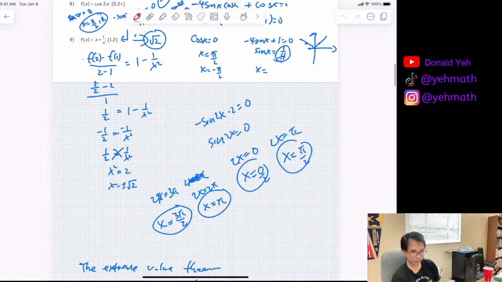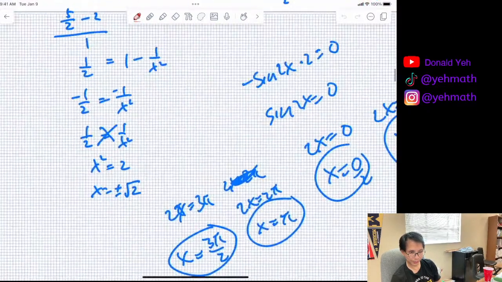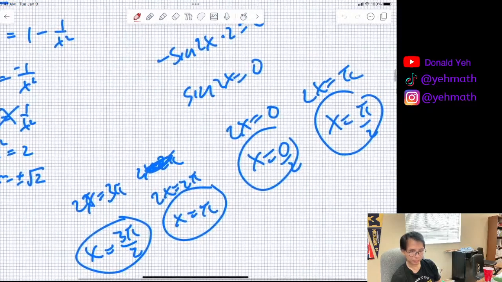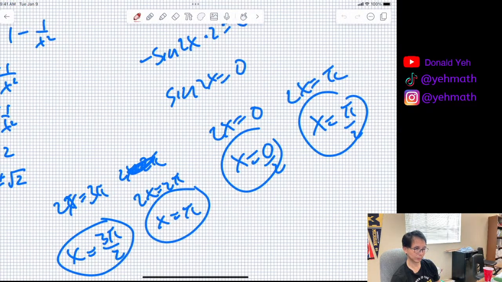8. A is this. So I solve when they equal 0. So 2x equal to 0 happens at 0, pi, 2 pi, 3 pi. If I divide it by 2, then it's going to be 0, pi over 2, pi, 3 pi over 2, and 2 pi. But the answer is going to be without the endpoints, so it's going to be pi over 2, pi, and 3 pi over 2.